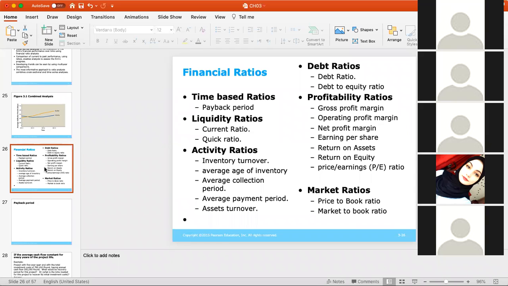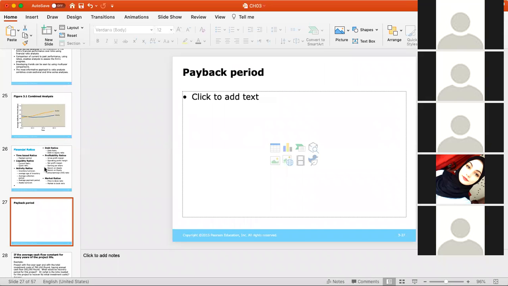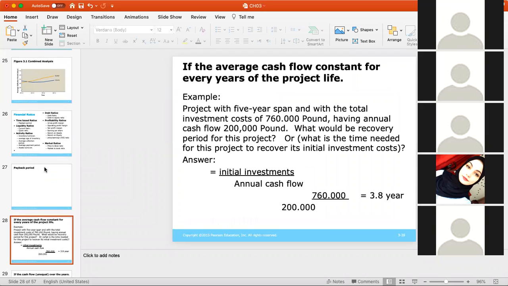Let us start with the time-based ratios. I'm going to speak only about the payback period, which for me is one of the most important ratios. This ratio is very important for micro enterprises and small enterprises as well, because each one wants to recover his initial investment, the invested capital in a project, in a short period of time.